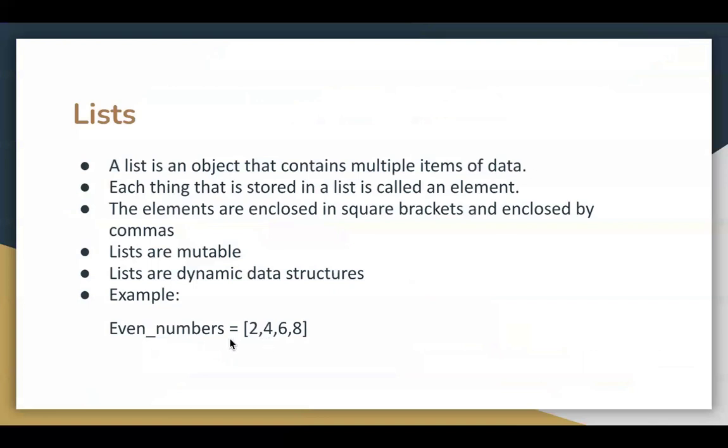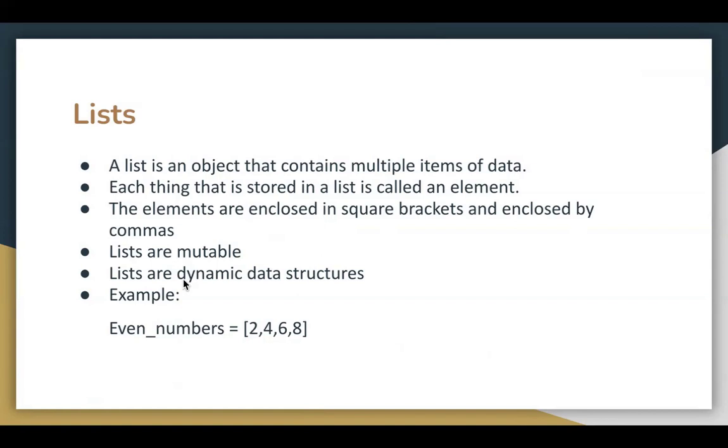Each thing in the list is called an element, and they are separated by commas, and the elements in the list should be enclosed in square brackets. Lists are mutable, which means they can be changed, and lists are dynamic data structures. So here I said lists are mutable, and we can perform many methods on the list.